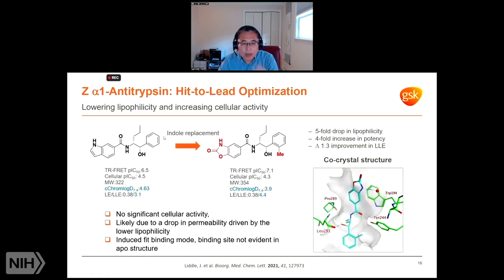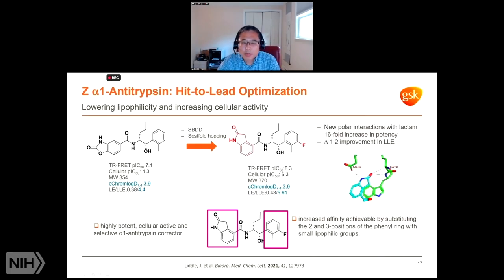So further optimization of replacing the Indo-ring, which is, as in the case in the previous example, a metabolic liability, with benzoyl oxazolone ring, result in this compound here, and which shows a little bit improved potency, and which result in a little bit better ligand LLE. And crystal structure of this compound was resolved, which shows there's hydrogen bonding between this carbamate moiety with a tryptophan through a water molecule.